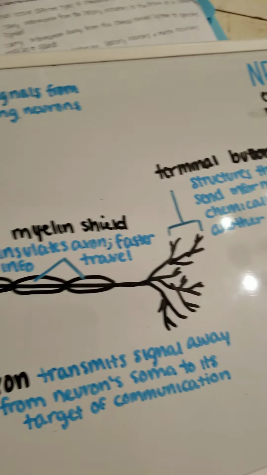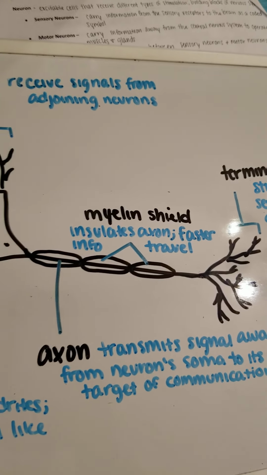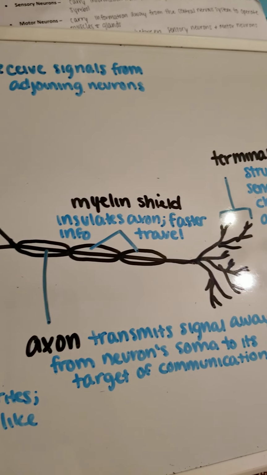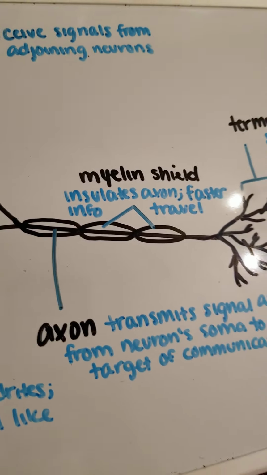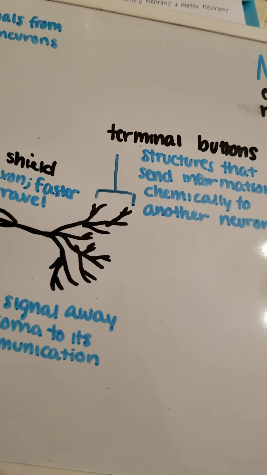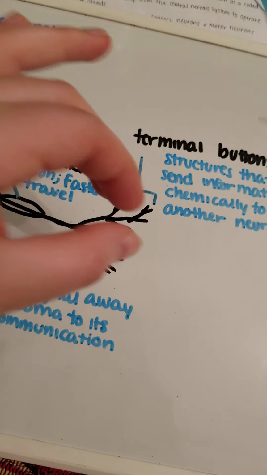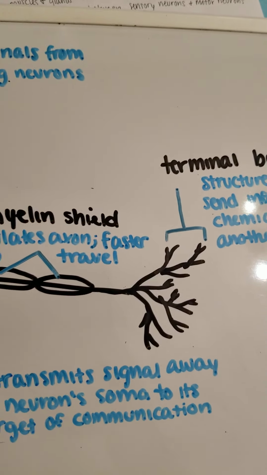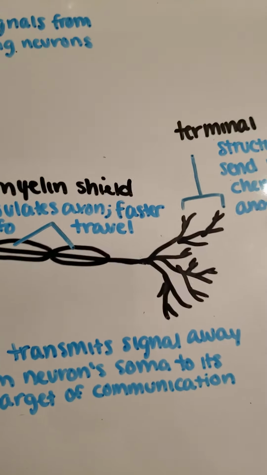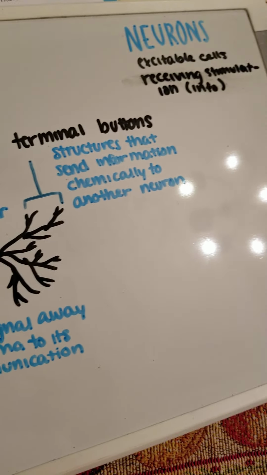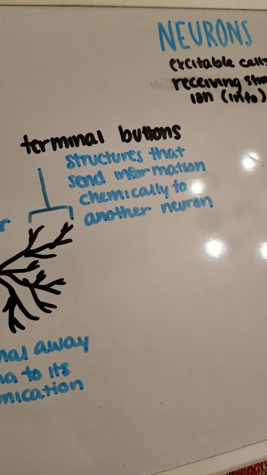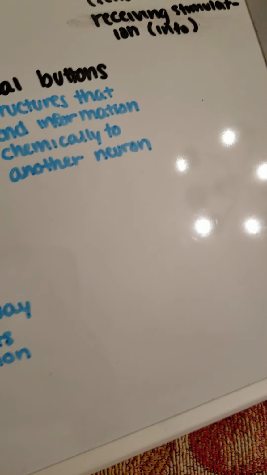But before we get there, we need to talk about the myelin shield, which is what insulates the axon and provides faster information traveling. All right, after it travels there, which I do believe is when it becomes electric, it will become chemical again in the terminal buttons, which is where the information is sent chemically to another neuron. Now, what does this look like?